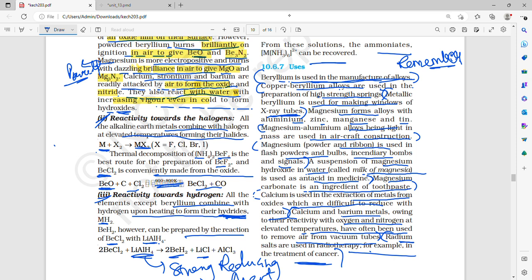Calcium is used in the extraction of metals from oxides which are difficult to reduce with carbon. Where and why is calcium used? It is used in the extraction of metals from oxides which are difficult to reduce with carbon.